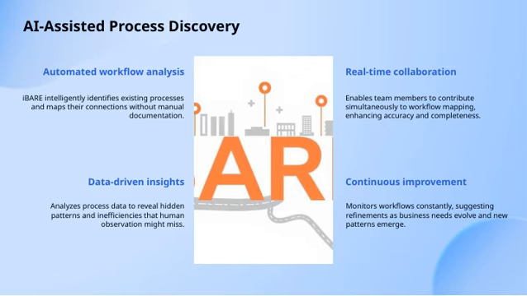Another key feature is real-time collaboration. It enables team members to contribute simultaneously to workflow mapping, which enhances both the accuracy and completeness of the process models. This collaborative approach keeps everyone on the same page. And finally, it supports continuous improvement by constantly monitoring workflows. As business needs evolve and new patterns emerge, the system can suggest refinements, helping us stay agile and efficient over time. All these points tie back to the overall goal of leveraging AI to make process discovery smarter, faster, and more effective.